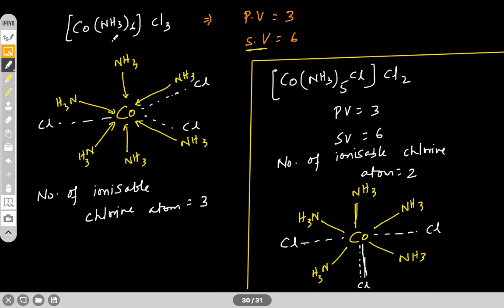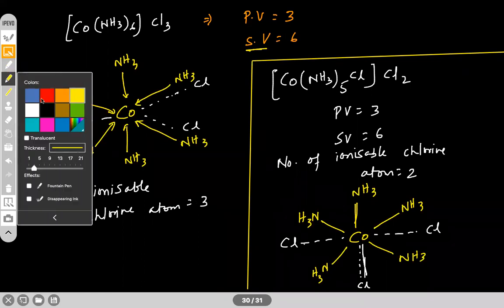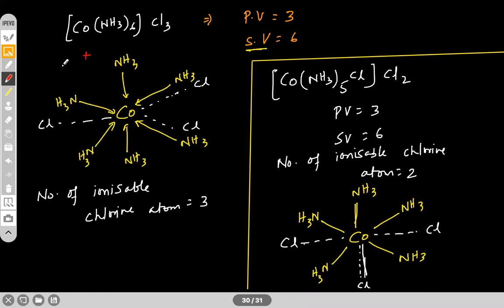They can also give you questions like this: this complex reacts with AgNO3. In which of these does the precipitate form, or where do we get the maximum precipitation? Here we get 3 moles of AgCl precipitate. Here we get only 2 AgCl, then only 1 here. In the last one, we have no precipitation. So precipitation-based questions are also asked. You just need to keep in mind that the ions present outside the square bracket are ionizable, and according to that we consider the reaction or the number of ions we get in the solution. Understood my point?